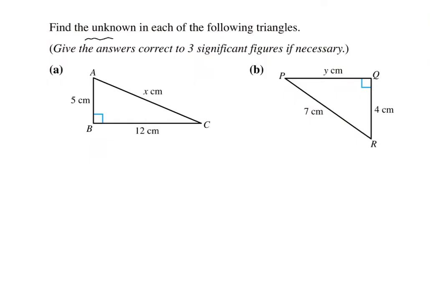Okay, so find the unknown of each of the following triangles. Then give the answers correct to 3 significant figures. Okay, 3 significant figures we have learned in the previous chapter, right?